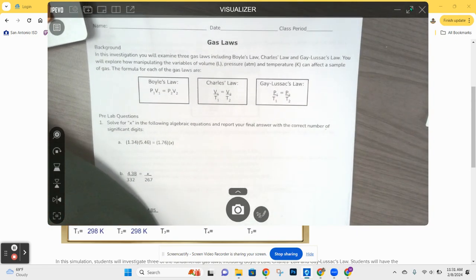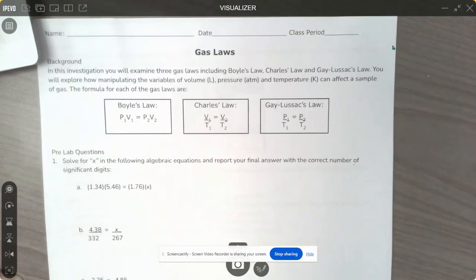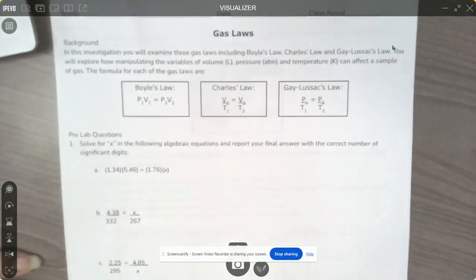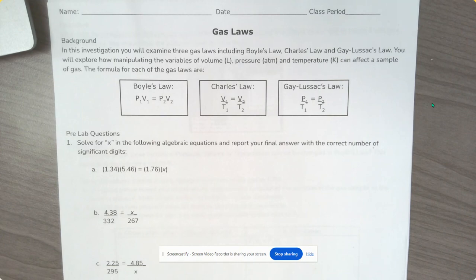And first thing it asks you to do is let's read the background. In this investigation, you will examine three gas laws, including Boyle's Law, Charles' Law, and Gay-Lussac's Law. You will explore how manipulating the variable of volume, which is represented by L for liters, pressure, represented by ATM for atmospheres, and temperature, represented by K for Kelvin, can affect a sample of gas.